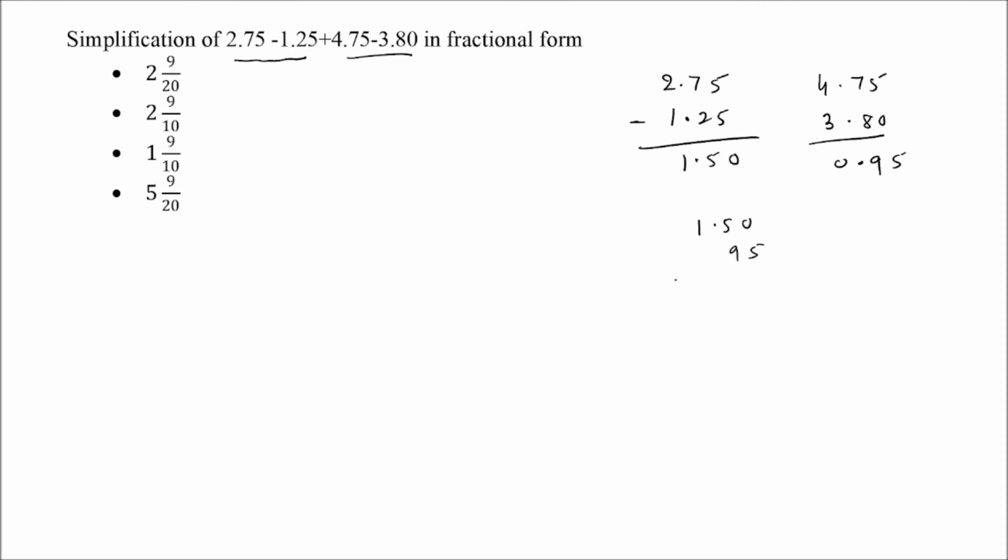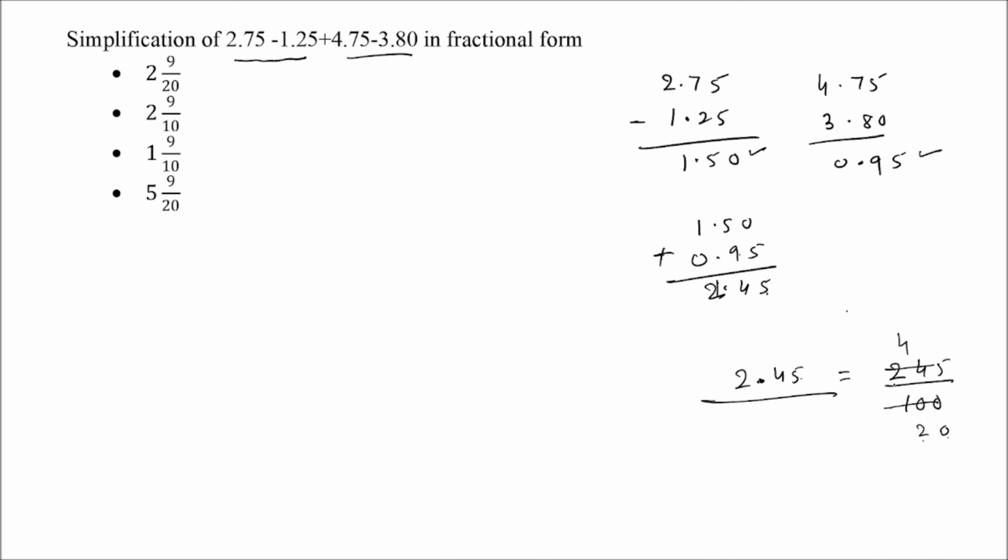1.50 plus 0.95 is 2.45, which can be written as 245 upon 100. After the decimal point, 2 digits are there, so it can be written like this. 5 2s are 10, 5 4s are 20, 5 9s are... So this can be written as 2 2s are 40, 9 remaining, 9 upon 20. So it is 2 integer 9 upon 20.